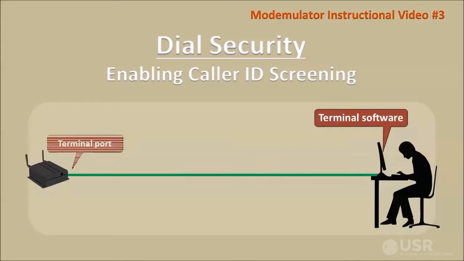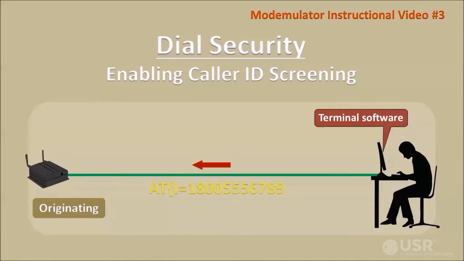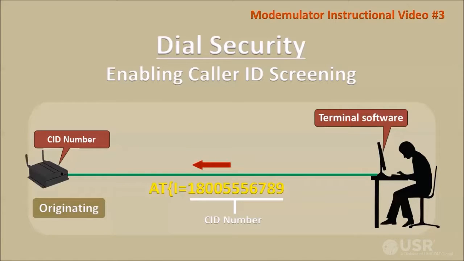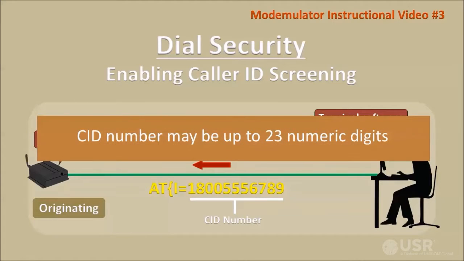To enable caller ID screening, first connect a terminal to the originating modemulator. Use the brace I command to enter a caller ID number into the originating modemulator. This is the number that the modemulator will use to identify itself to the answering modemulator. The caller ID number may be up to 23 numeric digits.